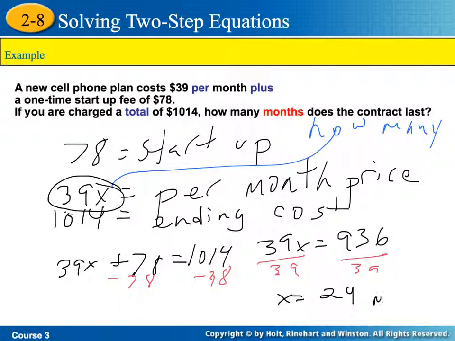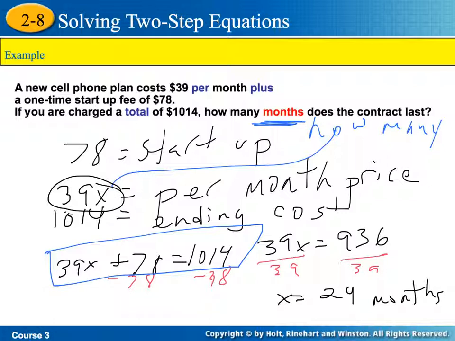Okay, 24 months. Why is it months? Because that's our time frame. Okay, because that's what it asks for. How many months does the contract last? You make sure that you're setting up your equation right. This step right here is the most important, that 39x plus 78, because if you do not get that correct equation, you're not going to get the correct answer.